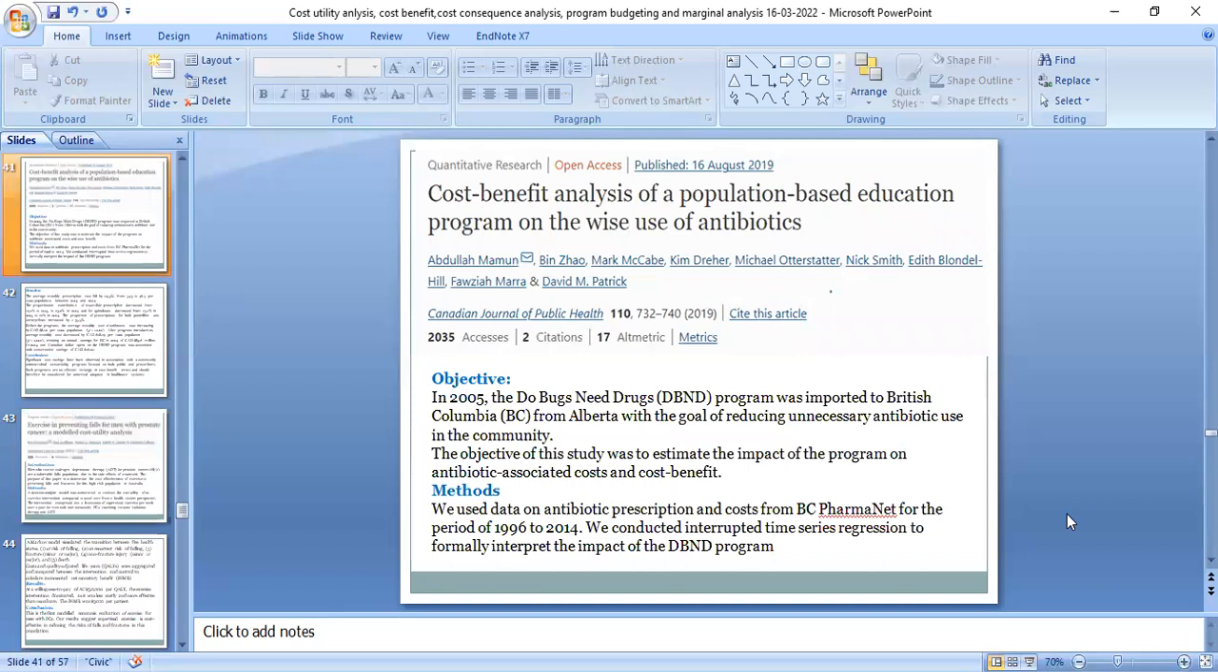First article is cost benefit analysis of a population based education program on the wise use of antibiotics. The objective of this study: in 2005, the Do Bugs Need Drugs program was imported to British Columbia from Alberta with the goal of reducing unnecessary antibiotic use in the community. The objective of this study was to estimate the impact of the program on antibiotic associated costs and cost benefits.